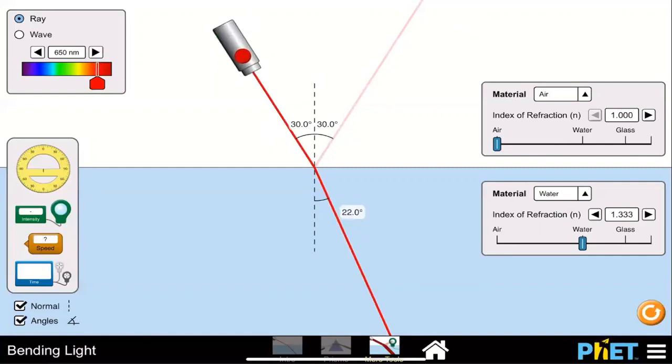So we have here 22 degrees. That's from air to water. The angle of refraction is 22.0 degrees. Okay, so we need to take down notes as we move along on our simulation.